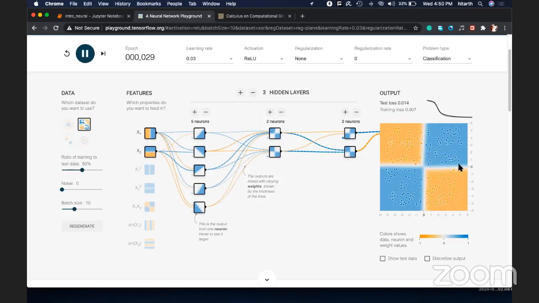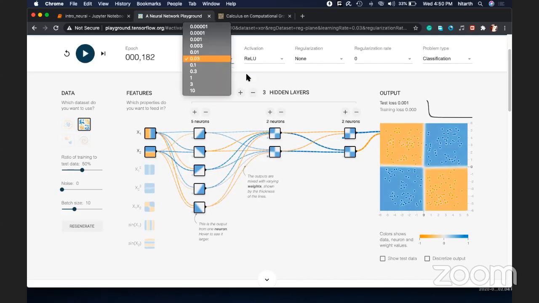Yeah, so it has these quadrants. So this is blue, this is blue, this is orange, this is orange. There are two neurons in the output, and it will tell you that if this one is active, then it's positive, and otherwise it's negative. And that's what's going on here. So this learning rate is exactly the step size that we discussed.